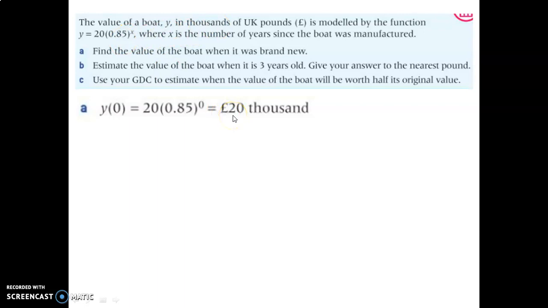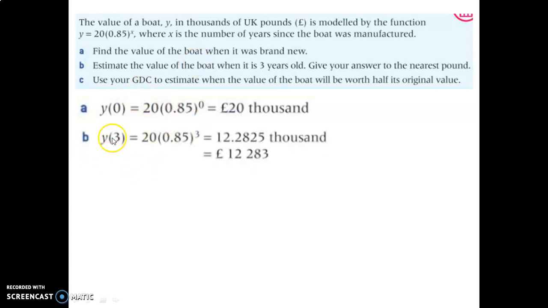Let's try B. What's the value of the boat when it was 3 years old? This time you're putting a value of 3 for x, right? So x is 3 now. Multiply, solve, and you get this value here. And it says give your answer to the nearest pound. So this is 12,282.5 pounds, so you round it up to 12,283 pounds. Notice that this base is a value below 1, therefore it's actually exponential decay, and it's making the value go down. That makes sense.